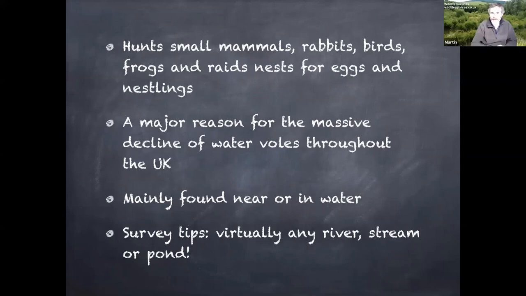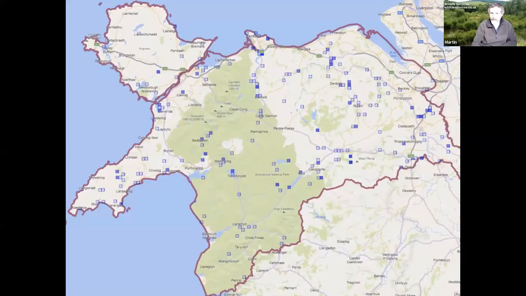They're pretty much everywhere. Any river, stream or pond, you might well find them. We've certainly got them where we are, and there's a very good chance that most rivers and streams have got them as well. That's the known distribution. Again, it's an underrepresentation of where they're likely to be.